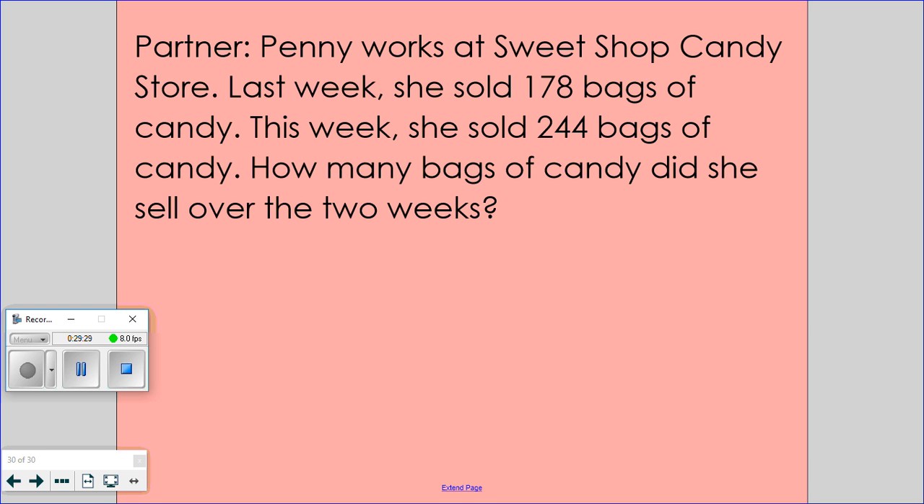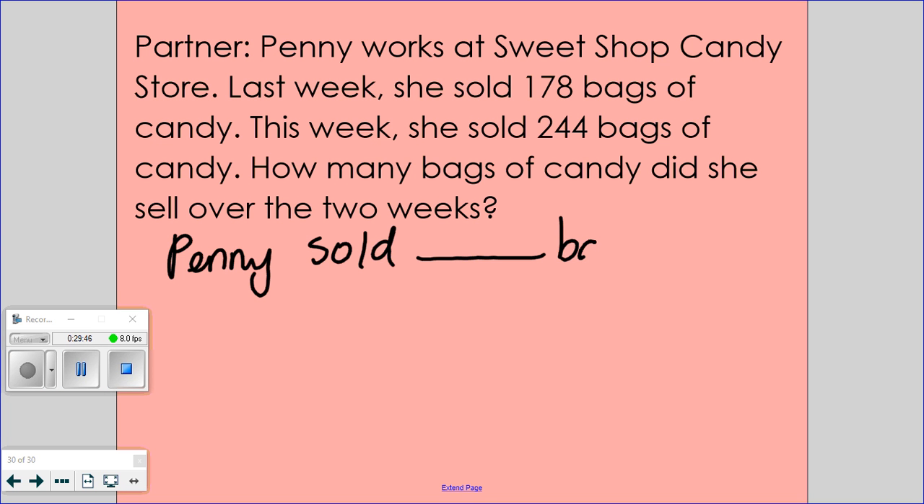Wait, what on our desk? Yes. Sentence. What could you have written on your desk? Aiden? Yeah, penny sold. If you have something similar but not exact, that's fine. Bags of candy. Here's our answer sentence.